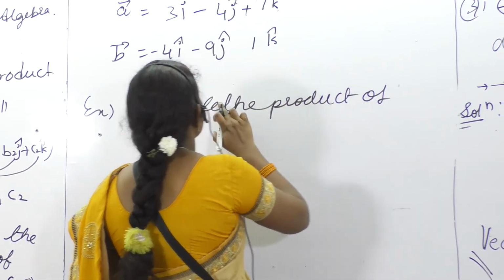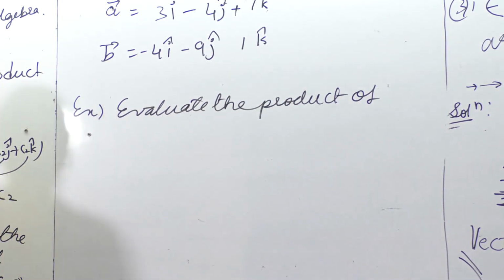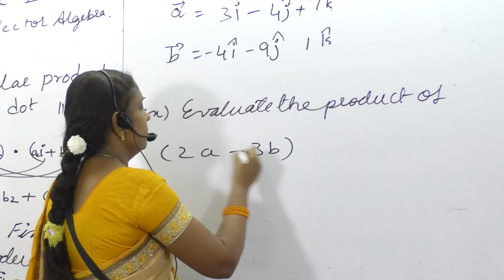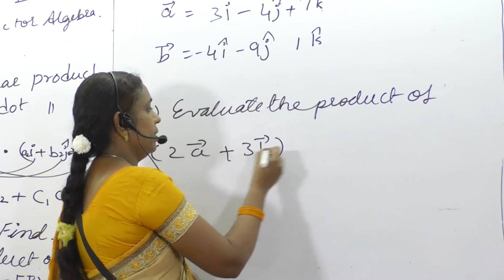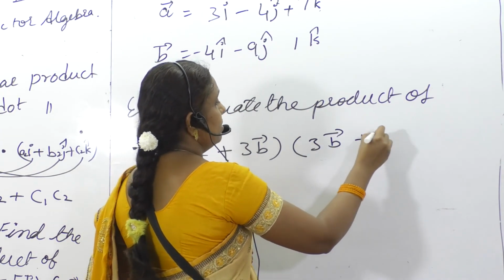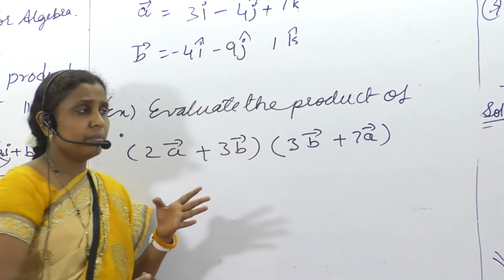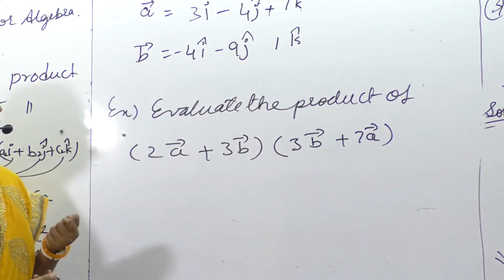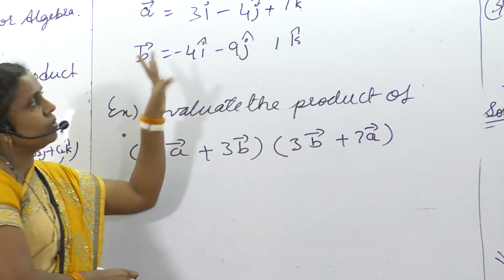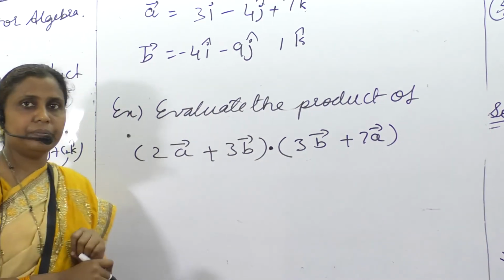Next, evaluate the product of 2a minus 3b, dot 3b plus 7a. Let me write in a different order. You can take in any order. So this is what you have to find out. The dot product.